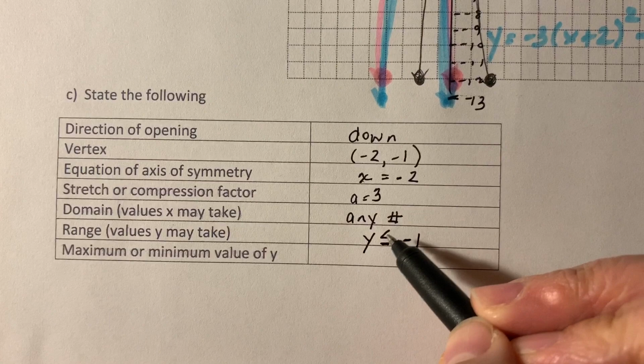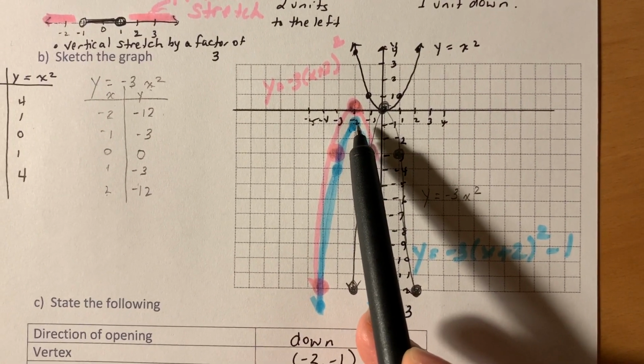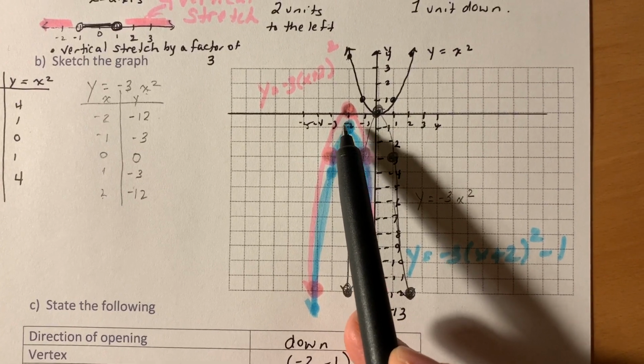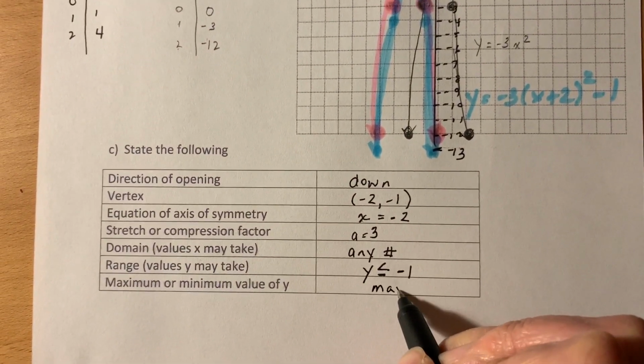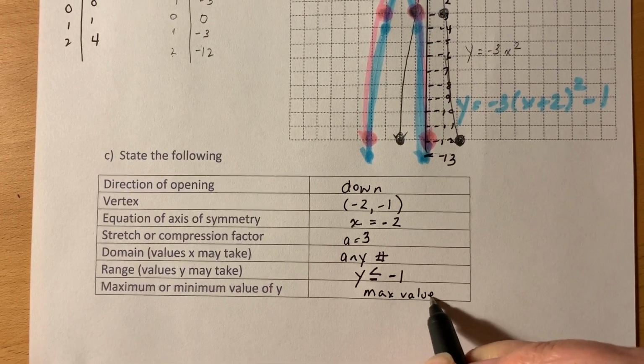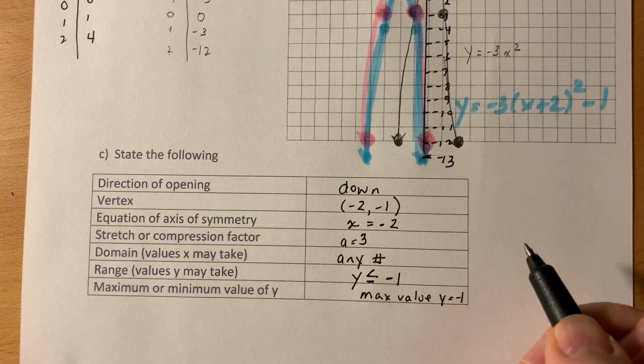Now, is that y value the largest y value, or is it the smallest y value? It's the largest. It's a maximum. So this is a maximum value, and y equals -1. And there you go. And I hope you get it now.